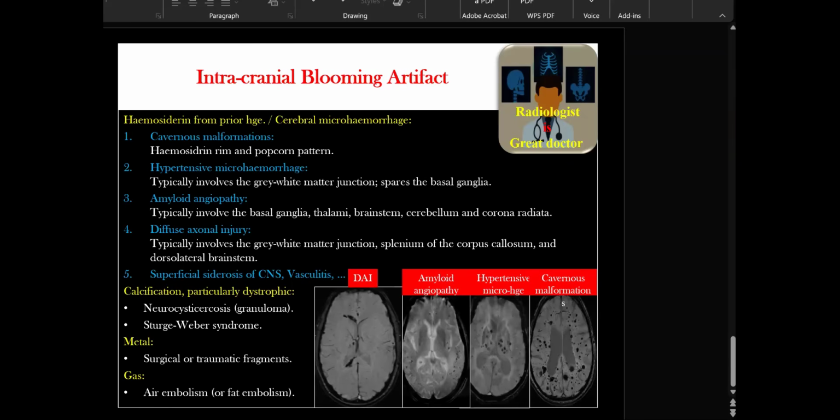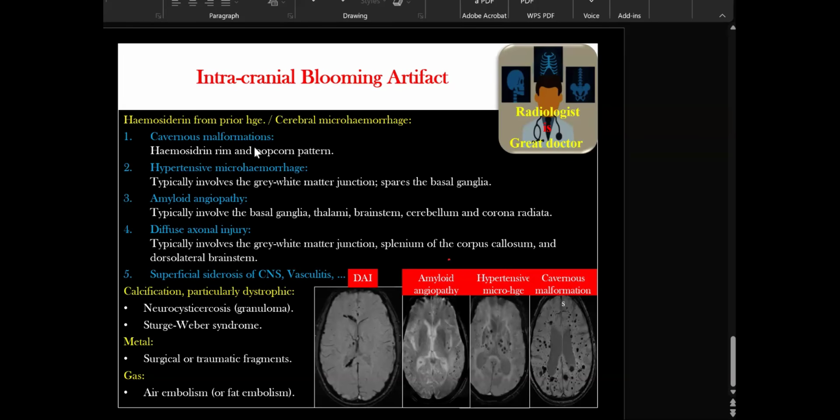Okay, my friends, let's revise this item. It's very important in practice and in exam. What are the lesions or structures that can be associated with a blooming artifact, especially if multiple?